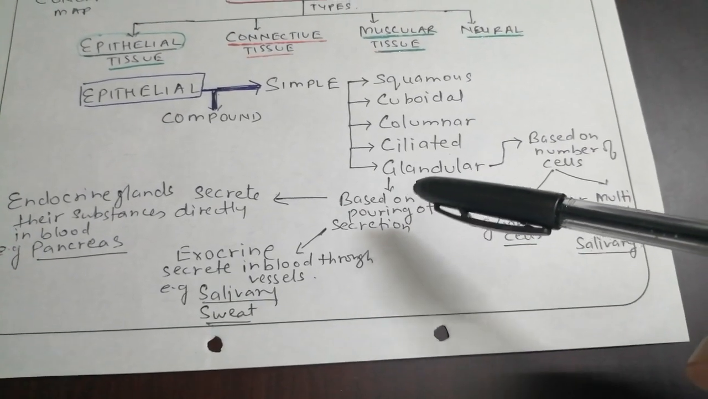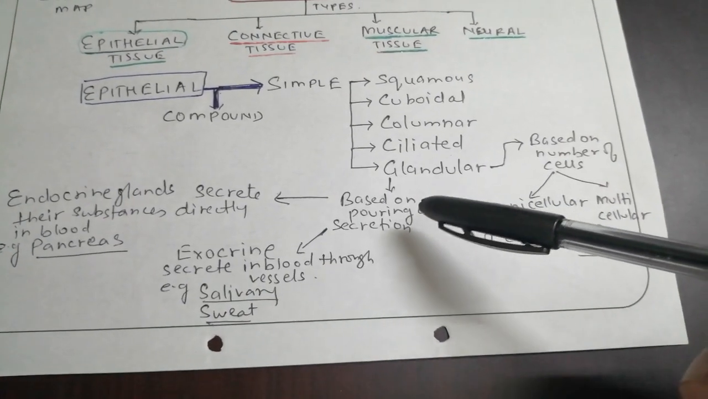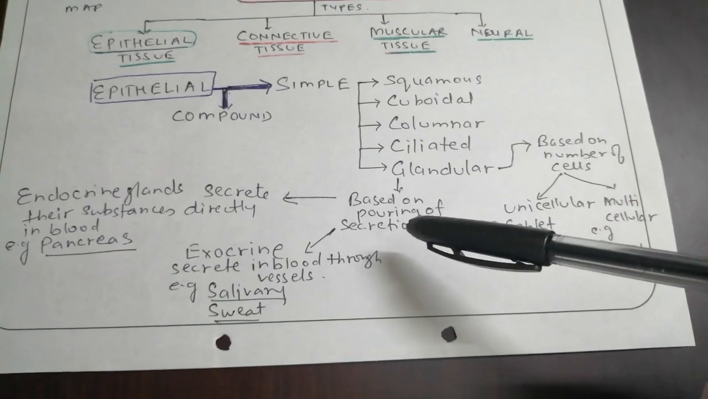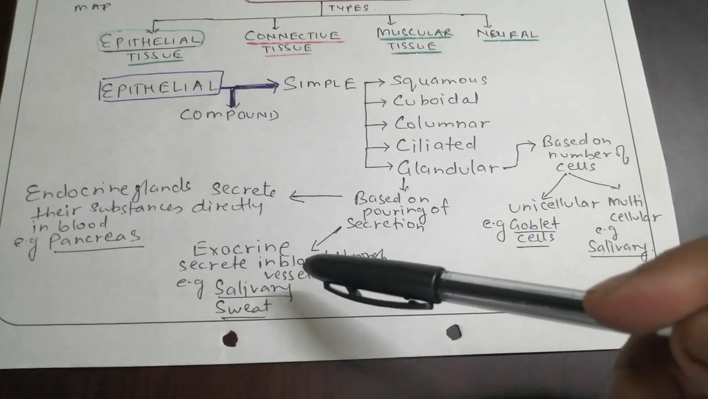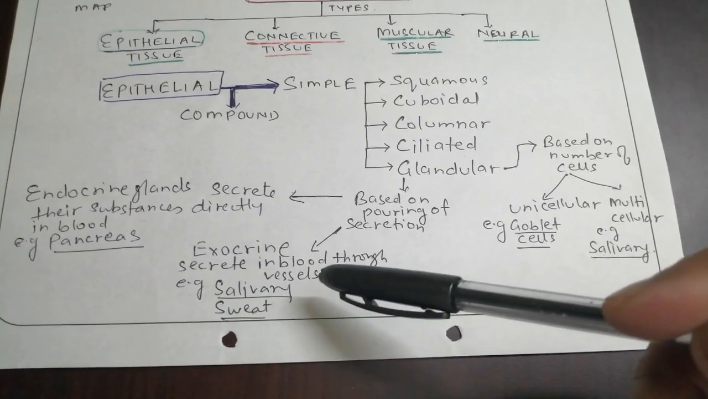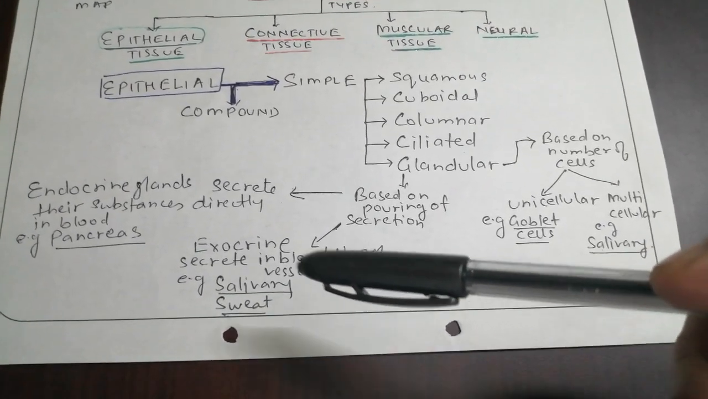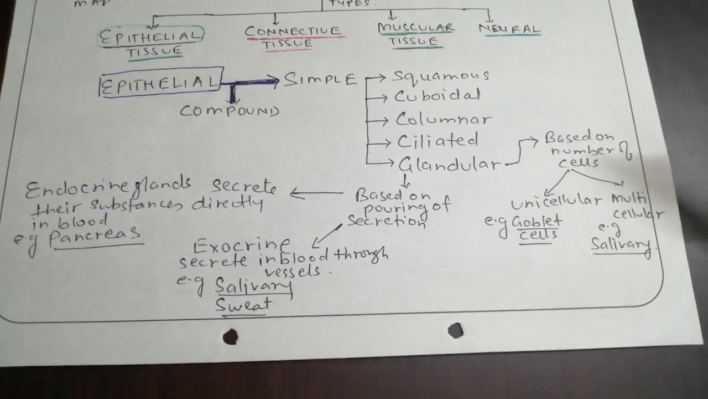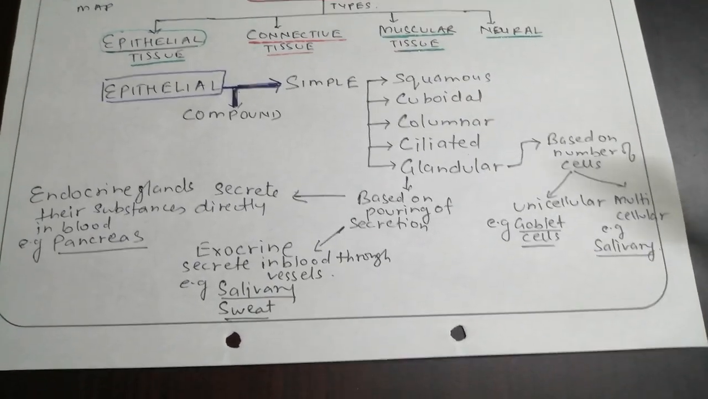Now, glandular tissue has again been divided into two types based on the pouring of the secretions. They can be enzymes or hormones. There are two types: exocrine, which secrete their secretion directly into the blood vessels, and these blood vessels will carry it to the different parts of the body.